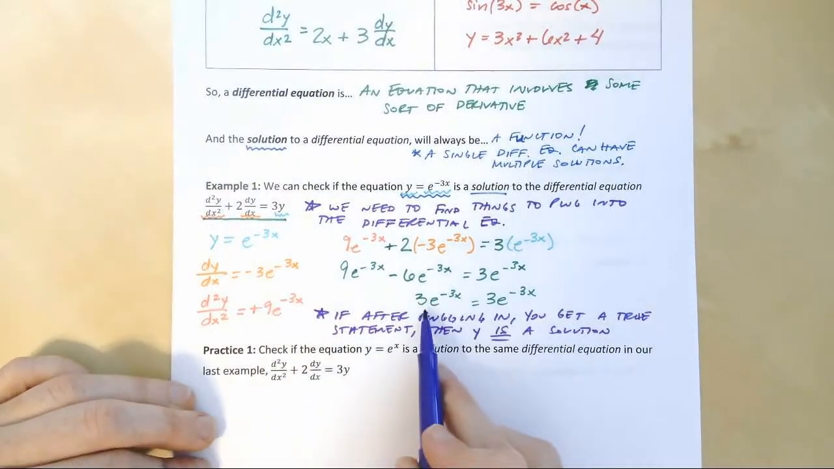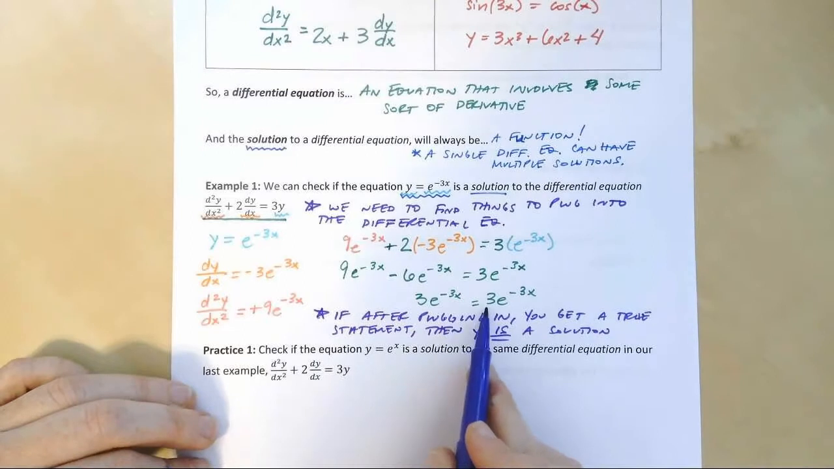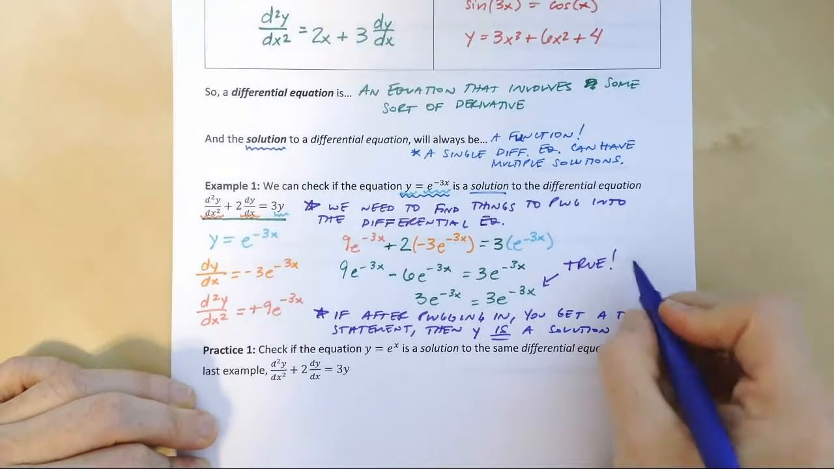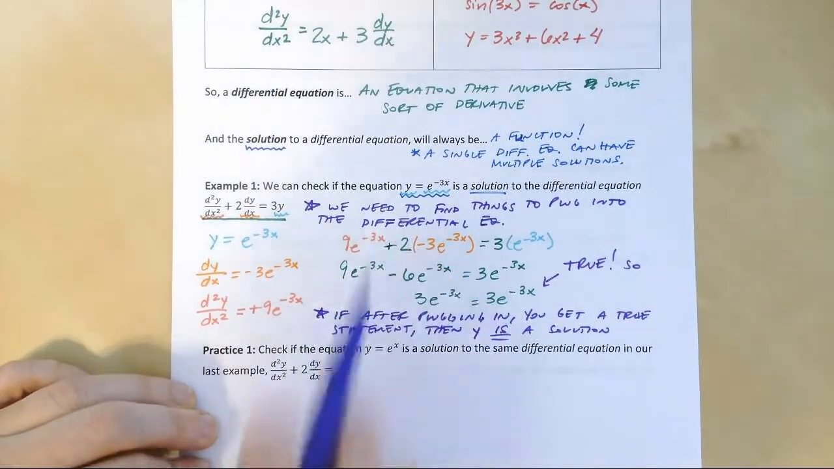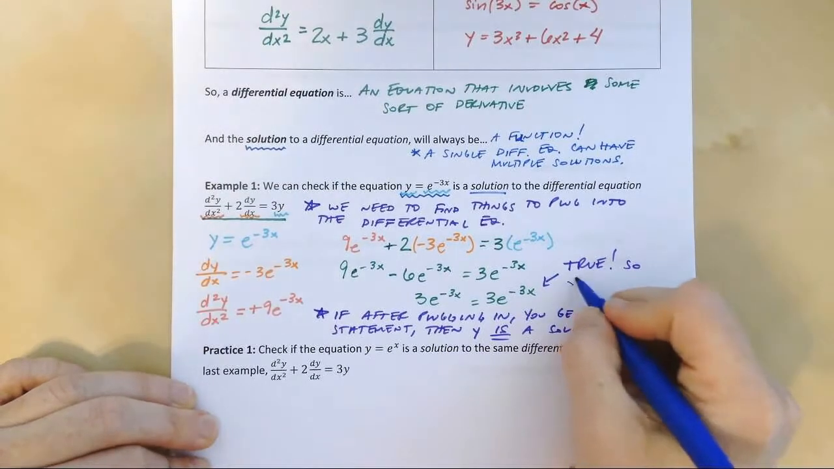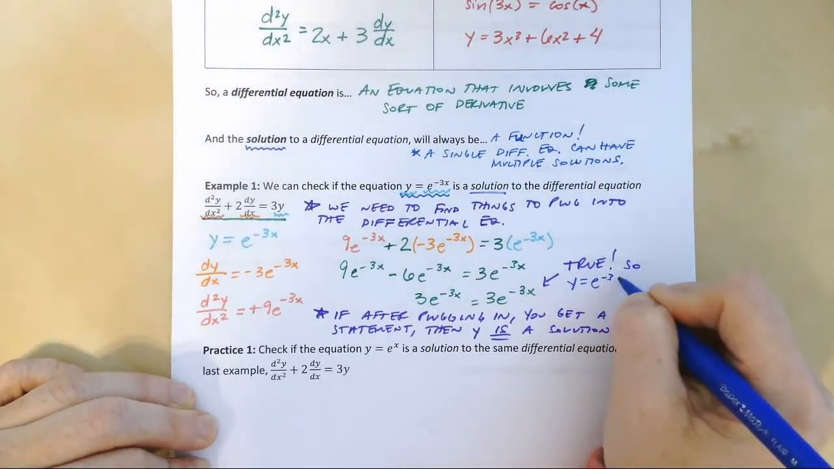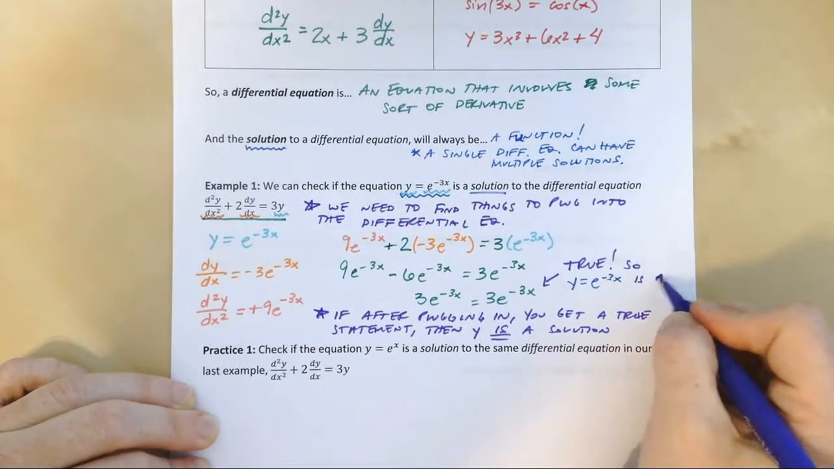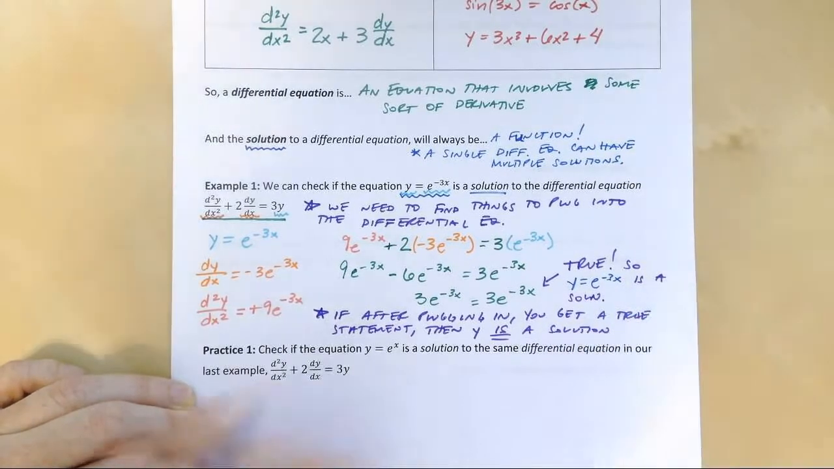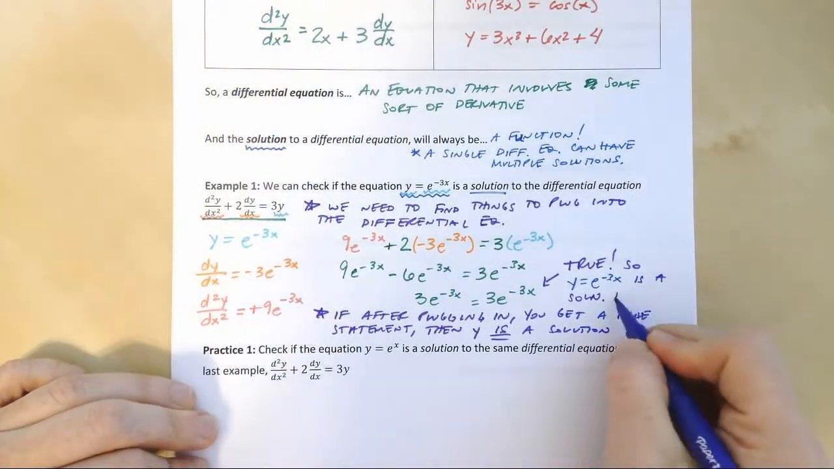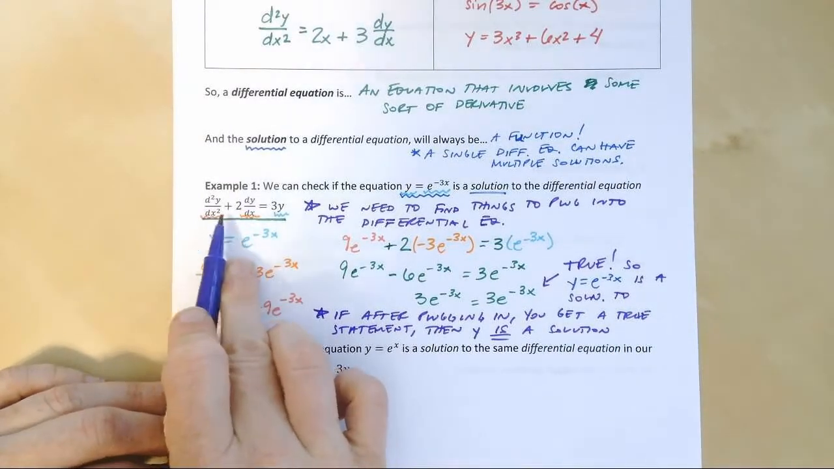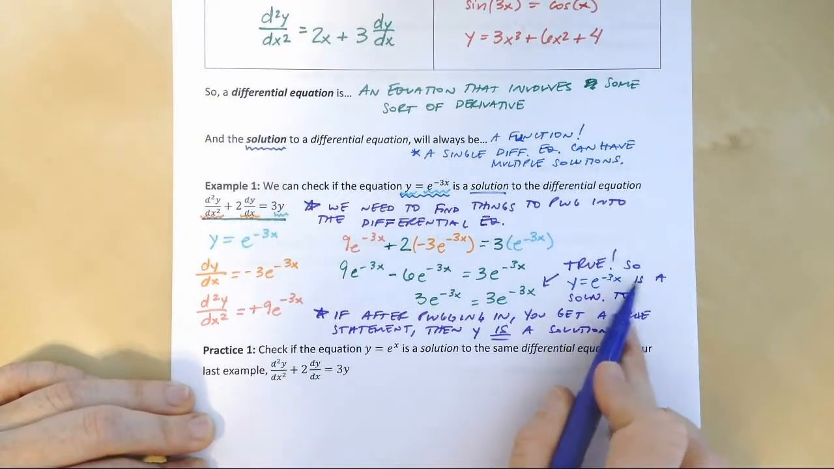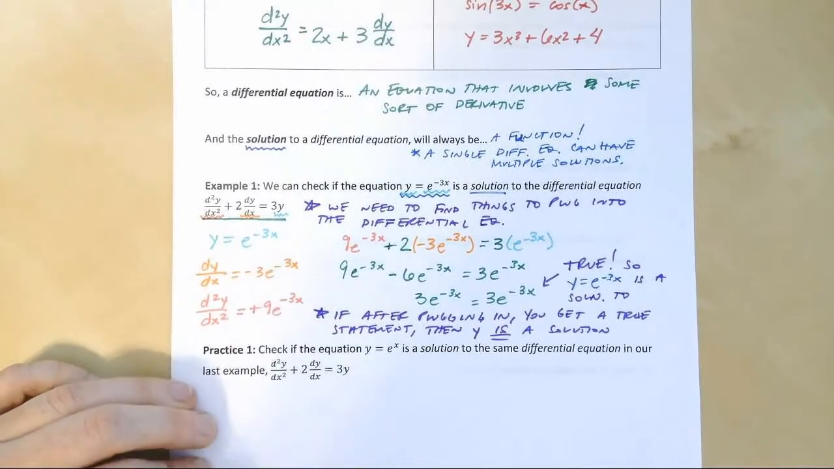Okay, let's check. Is this true? 3 e to the negative 3x equals 3 e to the negative 3x. This is true. So we would say this original y that we had, y equals e to the negative 3x, is a solution. We could abbreviate solution. We could finish this sentence by saying y equals e to the negative 3x is a solution to, and then write this, diff EQ.